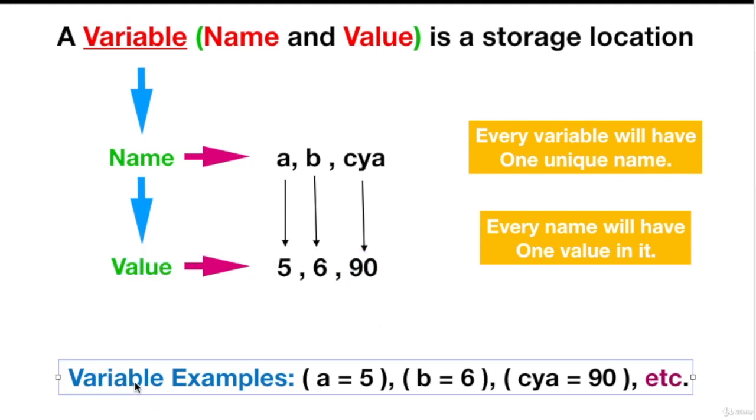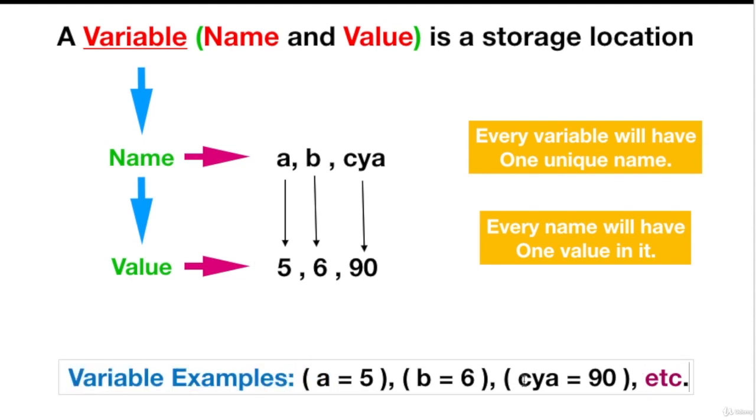If you want a variable example, you can say a equals 5, because here a is the name and 5 is the value of a. So a equals 5 is one variable. Similarly, b equals 6. b is the name, 6 is the value. So b equals 6 is considered a variable, and inside a variable we have one name and one value.